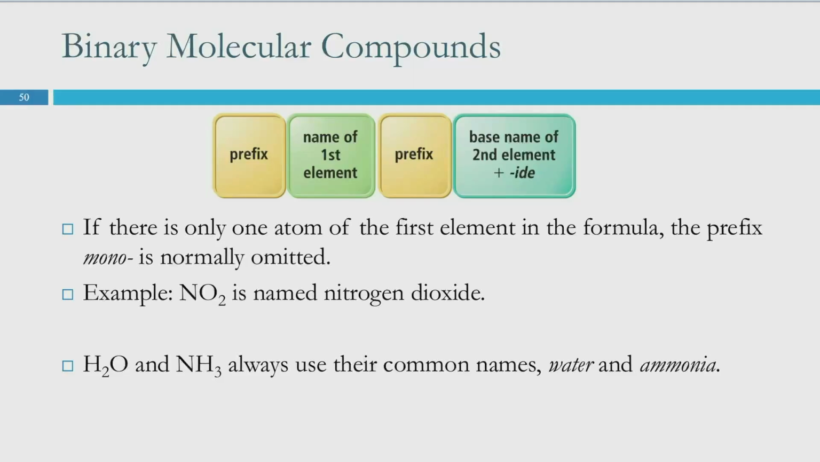So our binary molecular compounds, we've got prefix for however many of our first element we have, space, prefix, the base name of the second element, change the ending to IDE. And we've got one exception. If there's only one atom of the first element, then mono is typically omitted. So NO2 is nitrogen dioxide.